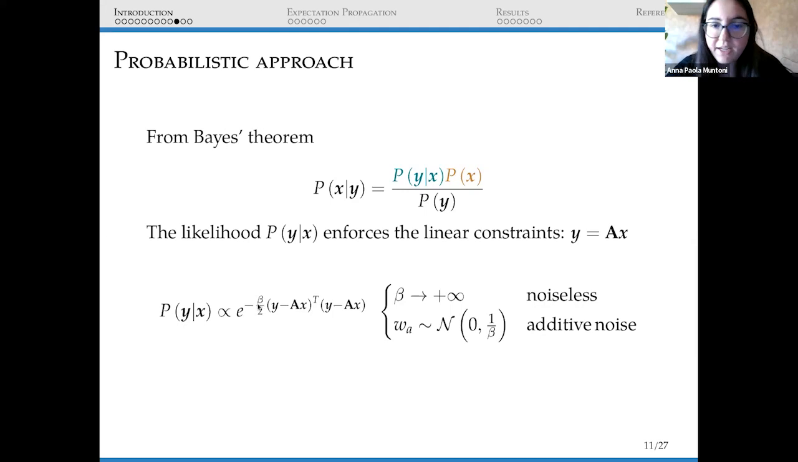Instead, for finite beta, we can actually map the additive noise case, because here, when you compute this difference, you will get the error w. Since this w is distributed according to, for instance, a normal distribution, this beta here is the inverse variance of the noise in the noisy case. But we did simulation in both cases.